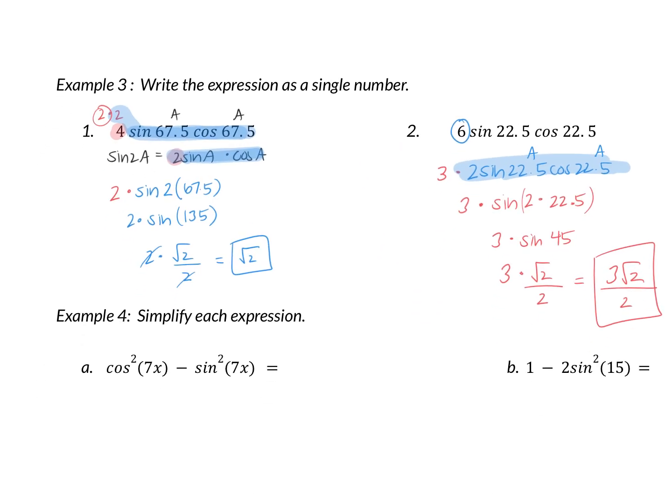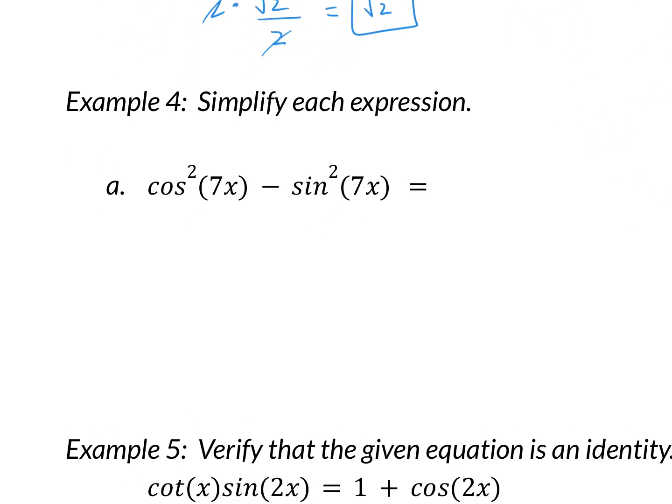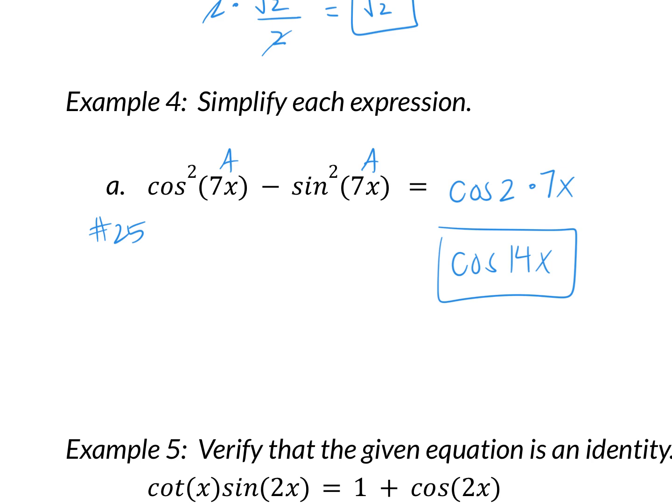All right, same thing for number 4, except we've got some variables here for the first one. I've got cosine squared of 7x minus sine squared of 7x. If I look at my double angle identities, which one does this look like? 25. Number 25. Okay, so my formula is cosine squared of a minus sine squared of a. So this 7x is my a value, right? So this is now going to be equal to cosine of 2 times my a value, which is 7x. So this is just cosine of 14x. I can condense it because they're the same thing.